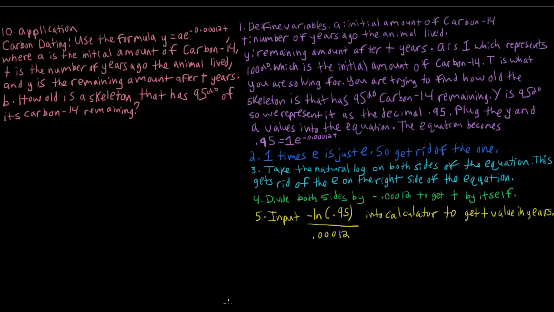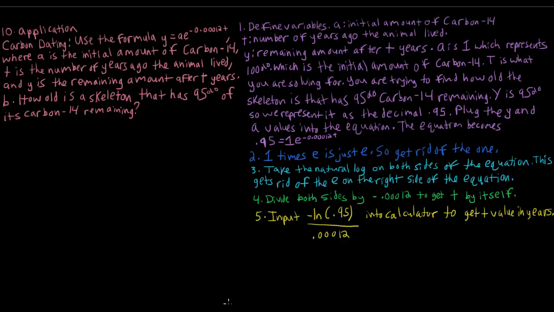Application. Carbon dating. Use the formula y equals a times e raised to the negative 0.00012t power, where a is the initial amount of carbon 14, t is the number of years ago the animal lived, and y is the remaining amount after t years. This is 10b. How old is a skeleton that has 95% of its carbon 14 remaining? So we're looking at a skeleton, bones, and we want to know how old it is if 95% of its carbon 14 remains.